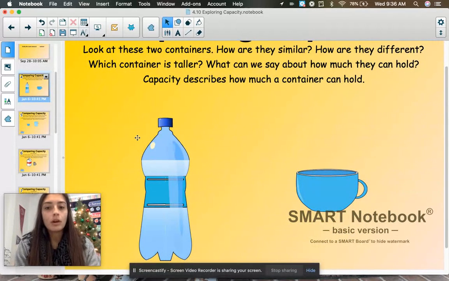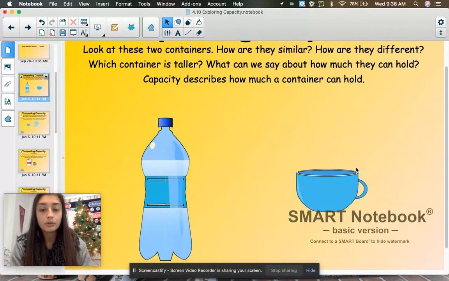We have a big water bottle and we have a small coffee mug. How are these two things similar? You might have said that they're both blue. You might have said that they can both hold a liquid like water, coffee. How do you think they're different? You might think that they're different because one has water and one is used for coffee. You might say that one is really big and one is kind of small.